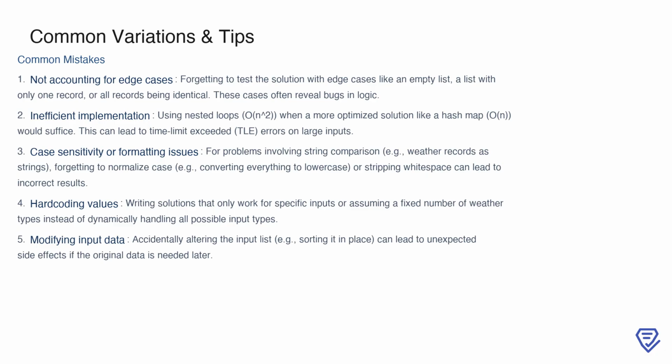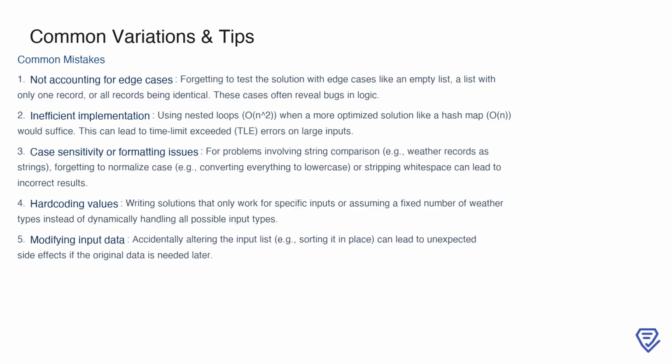When solving this problem, there are several common mistakes to watch out for. First, forgetting to test with edge cases can easily lead to bugs. For example, you might overlook what happens if the input list is empty, contains only one weather record, or if all the records are identical. These scenarios often expose gaps in logic that need to be addressed.